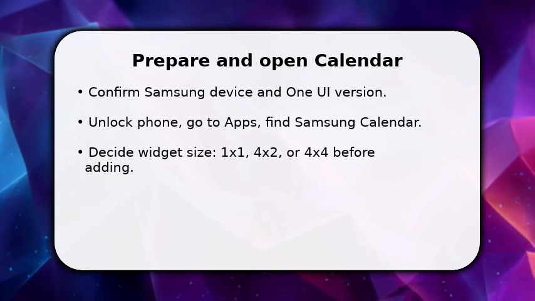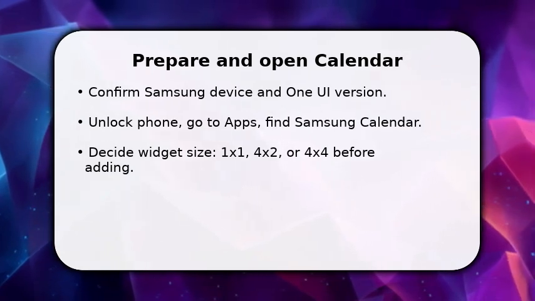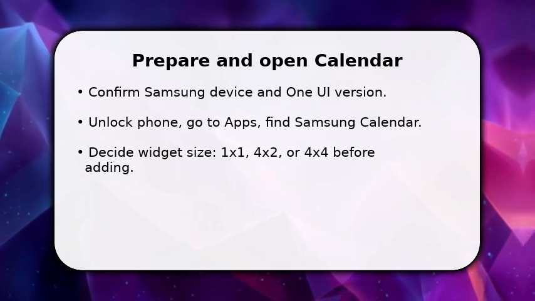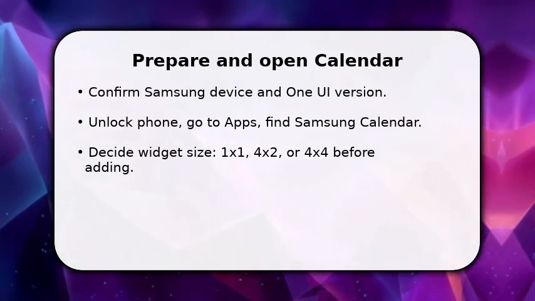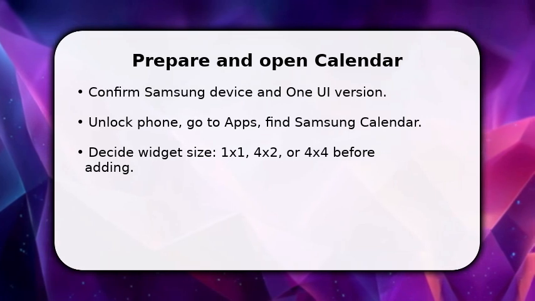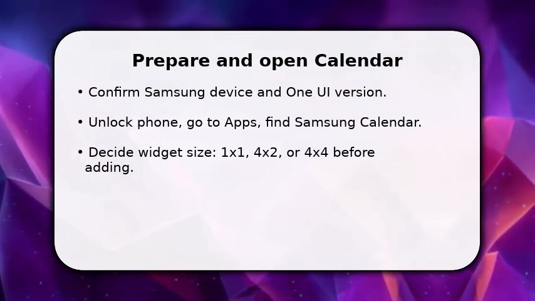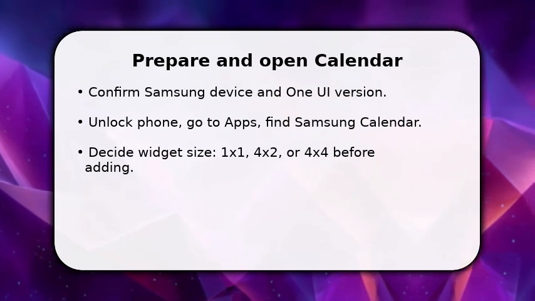You'll start by making sure the Samsung Calendar app is current and available. Once done, unlock the phone and go straight to the apps tray. Press and hold an empty area of the home screen to open edit mode, then tap widgets to jump into the widget picker. Scroll to Samsung Calendar and pick the size you want.